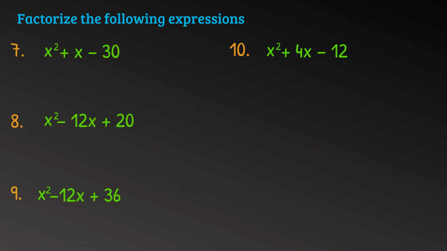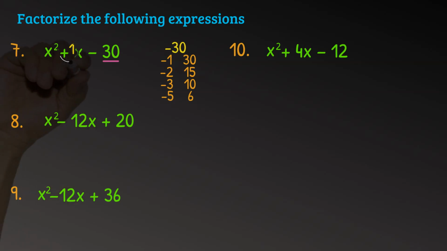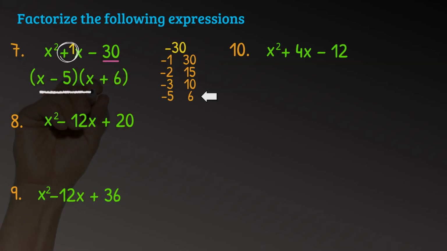In number 7, the two numbers must multiply together to give us -30. And they include -1 times 30, -2 times 15, -3 times 10, and -5 times 6. And as there's an invisible 1 in front of the x, the two numbers must also add up to give us a +1. And as you can see down our list of numbers, we have a -5 and a 6. So they will add up to give us the +1. So our answer is x take 5 times x plus 6.